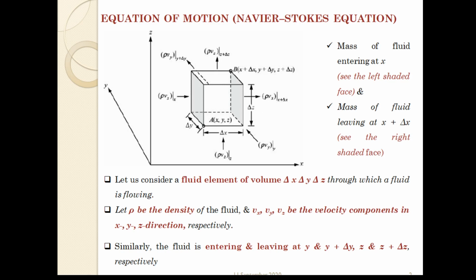So we would see how the convective momentum comes into this system. If we look at the face del y del z, I'm showing you: this is del y, this is del y, and this one is del z. So if we look at the face del y del z, let's assume that the velocity is vx.